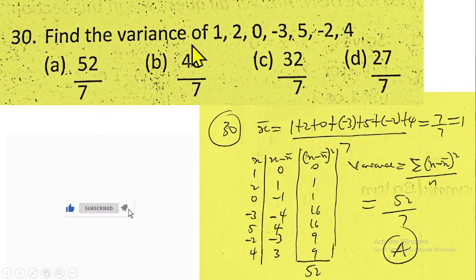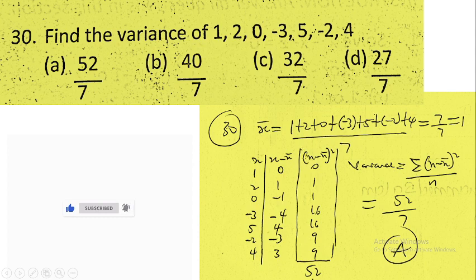Question number 30, you have to find the variance of 1, 2, 0, minus 3, 5, minus 2, then 4. You have to find the variance of this scattered or ungrouped data. So we know that to find the variance of ungrouped data, we have the summation of (x minus x bar) squared over n, where x is all the data and x bar is the mean of the data. You need to get the mean by adding all the data together and dividing by how many data we have here, which is 7. If you add all these numbers together, we have 7 over 7. That gives us 1. So the mean is 1.